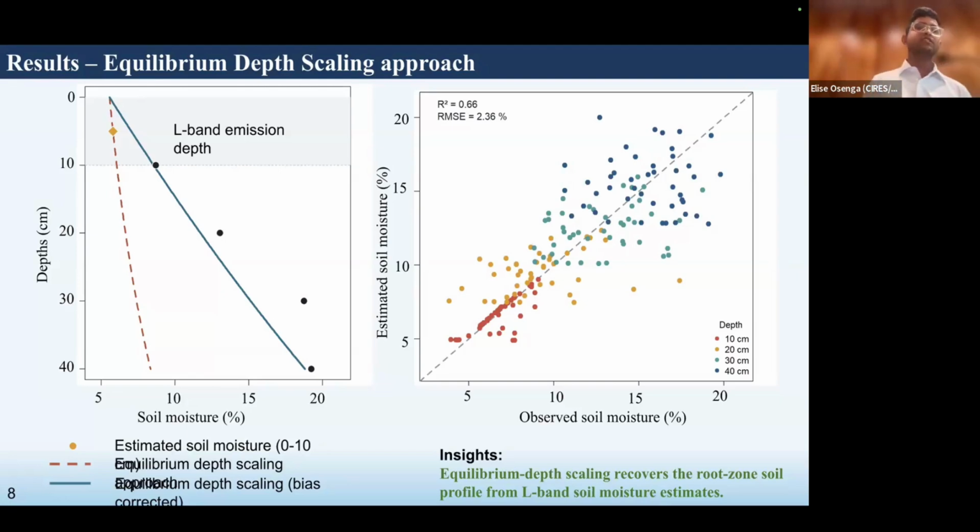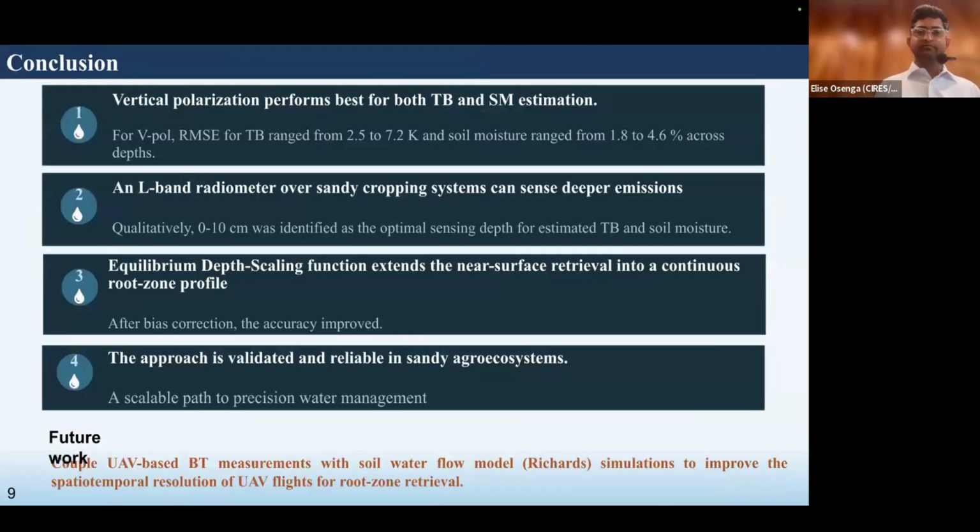For example, on 20 Feb we collected the first L band data, and on 27 Feb we collected the second data. So we want to use HYDRUS to fill those gap days and try to find a new approach to avoid the site-specific calibration. Even with the site-specific calibration, we saw 10 centimeter, 20, 30 gives reliable results, and 40 was not consistent.